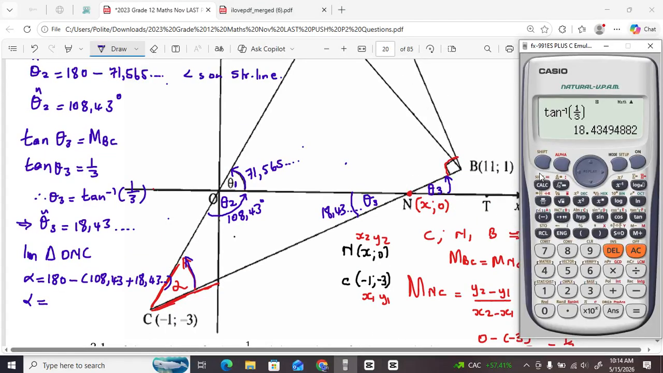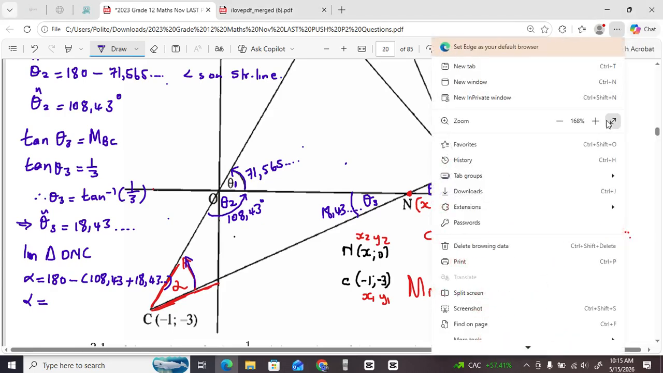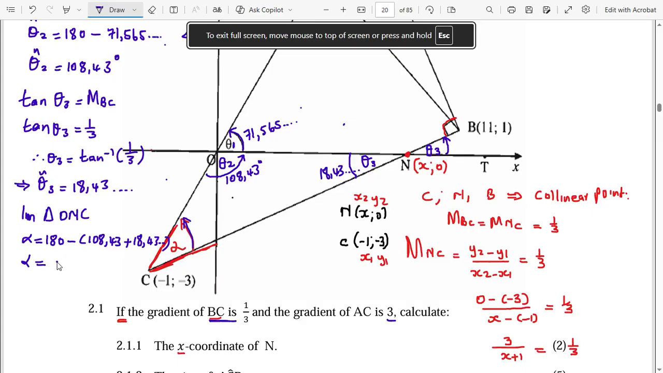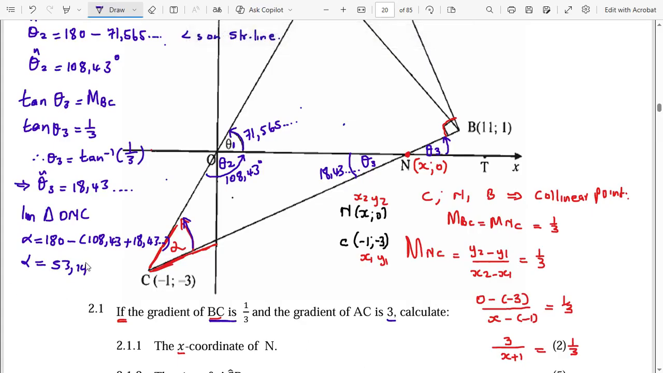So I still have that as the answer, the 18.43. I'm just going to say 180 minus, then open a bracket, 108.43 plus answer. That answer is the 18.43. Close the bracket, and this gives us the angle they are looking for as 53.14 if we round it off to 2 decimal places. Okay, so alpha is 53.14.